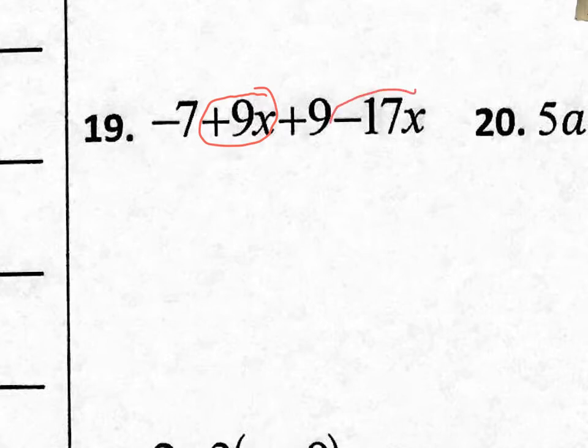I'm going to include the minus in front of the 17x. That tells me that I owe $17. So if I have 9 and I owe 17, I'm not even able to pay them off. I'm still going to owe them $8. In this case, 8x's.